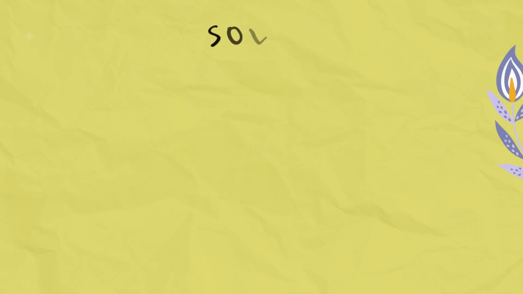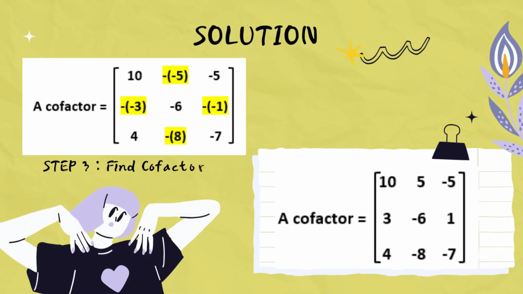Step 3, which is find cofactor. To find cofactor, you have to put negative in front of B minor, D minor, F minor, and H minor. If the minor that you already get has a negative and then you add another negative, it will be positive, as we can see in the second example in the A cofactor inside the slide.